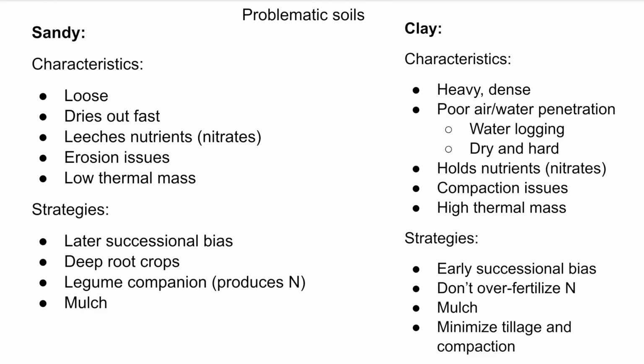Clay soils are prone to compaction, so minimizing foot or tractor traffic would be a good idea. Minimizing tilling, which will destroy the existing soil structure. Because of the density, soil structure takes longer to build with clay soils, so therefore it's more important not to ruin it by tilling. Clay soils also have a higher thermal mass, which warms up later in the spring and cools off later in the fall. Some strategies for clay soils include growing early successional crops because of the ability to hold nitrates. Mulch is always a good idea.